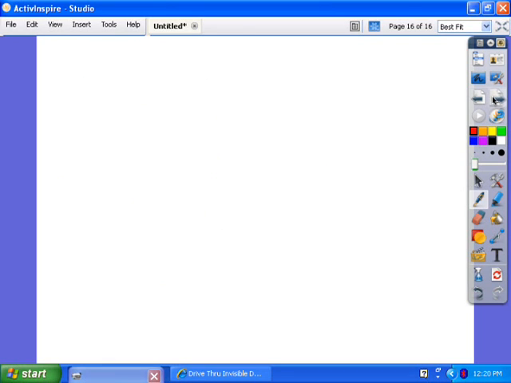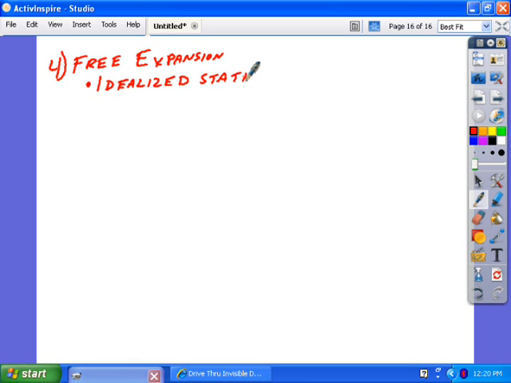Now, the fourth situation, right, is what's called a free expansion. Now, the one thing I want you to know right off the top here is, once again, we're talking about an idealized state. To be totally free is almost impossible. To be totally free means that there is absolutely no impedance. All right?